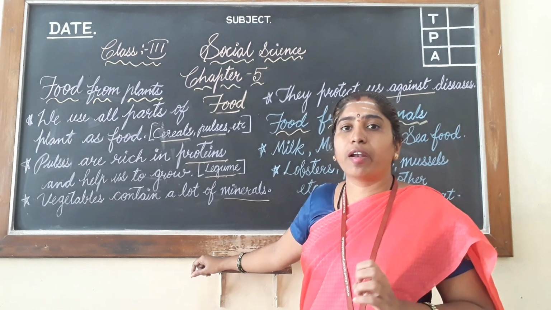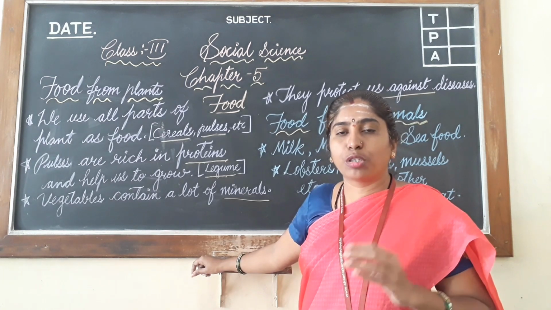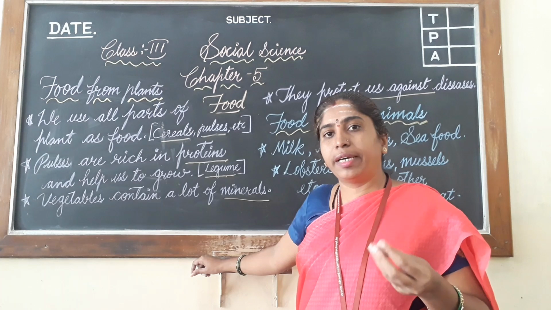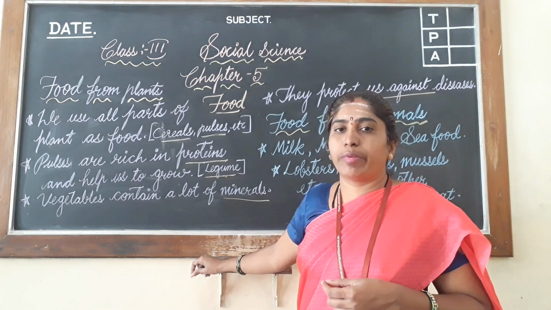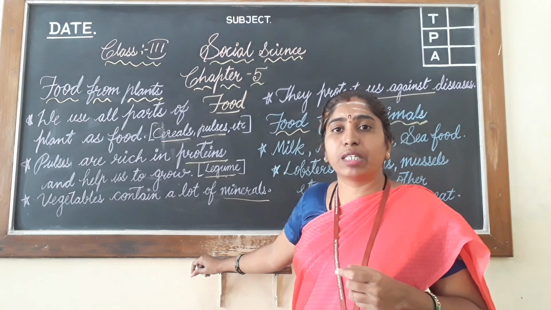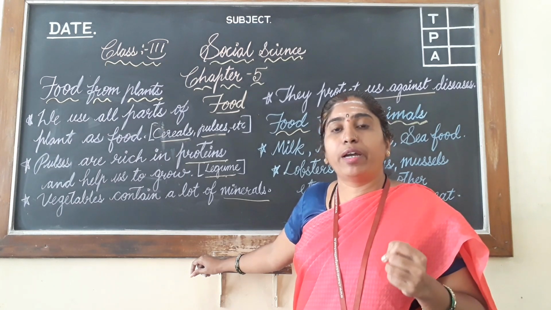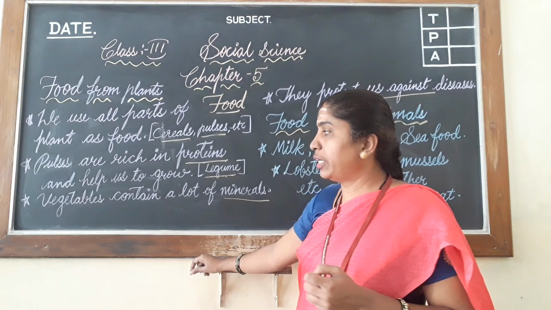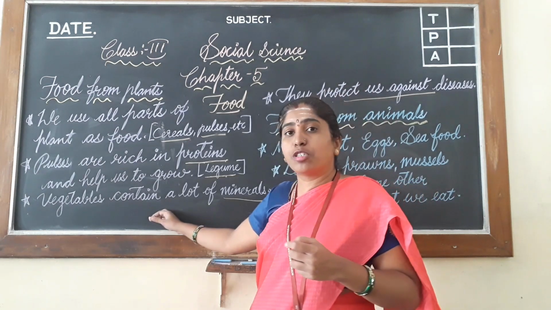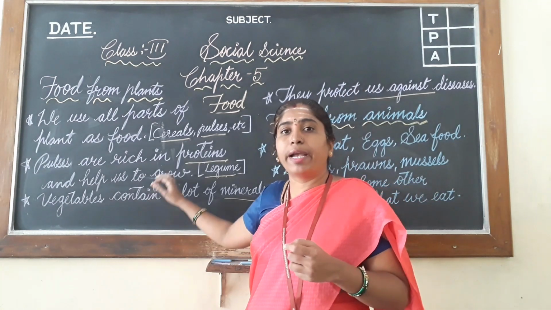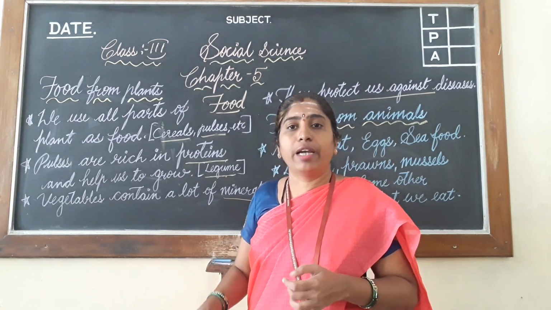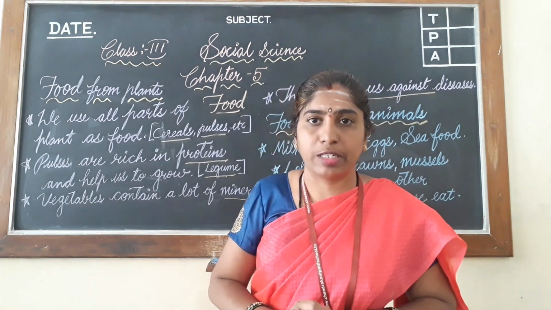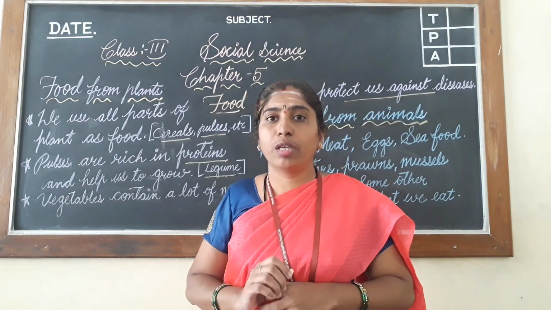It may be raw or cooked. So you start using it daily, little by little. You will get the habit of eating vegetables. You need to cultivate this habit, children. It's very important to be healthy, isn't it? So you have to eat pulses also, vegetables also, and cereals also. This will give us energy and protection against disease. Okay, which is most important.